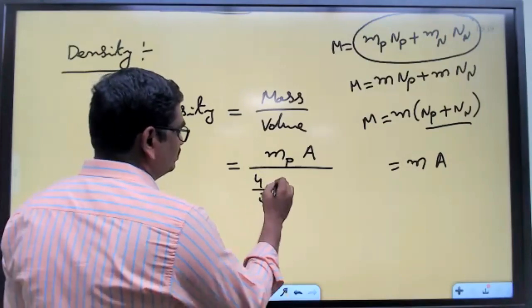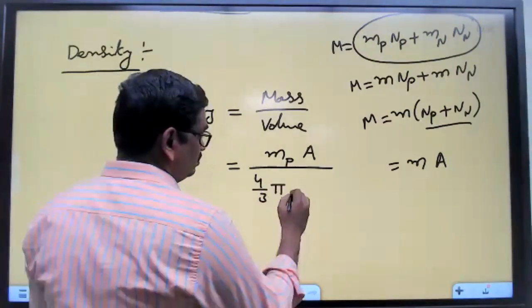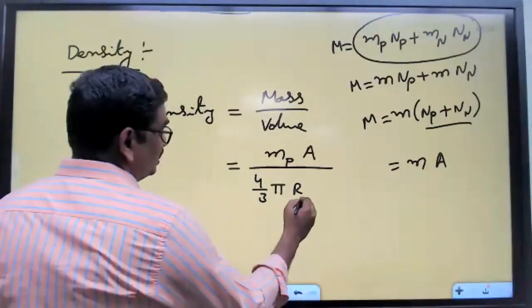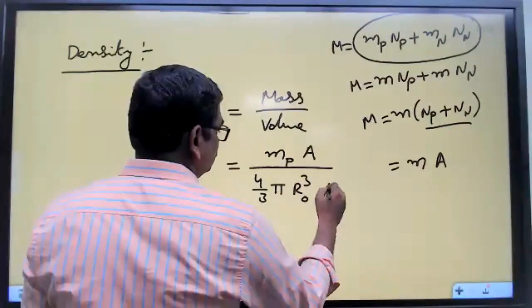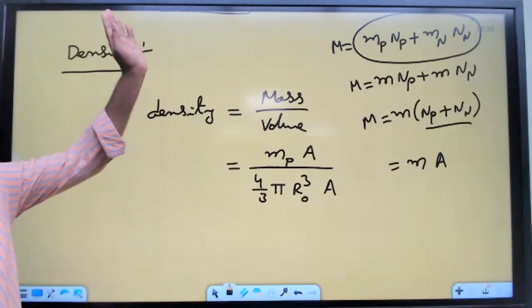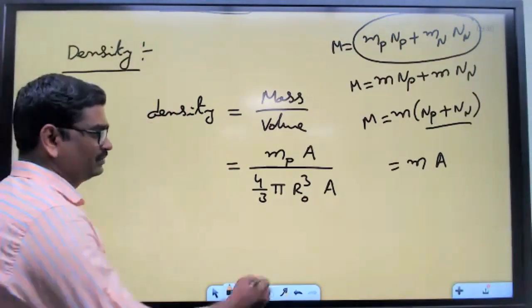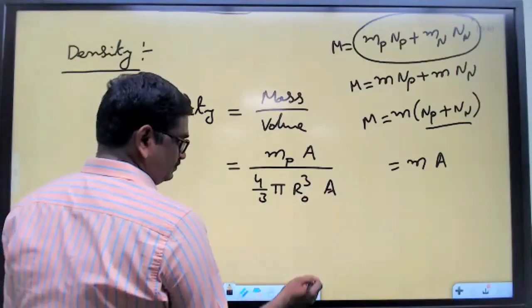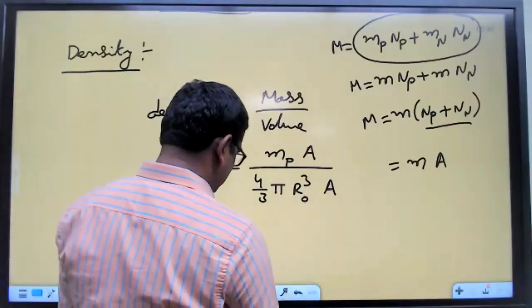Now for the volume, 4 by 3 pi into R naught cube into A, already calculated previously. Substitute that. Then A and A cancel out now.